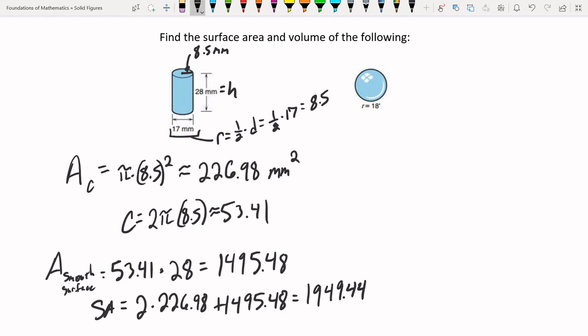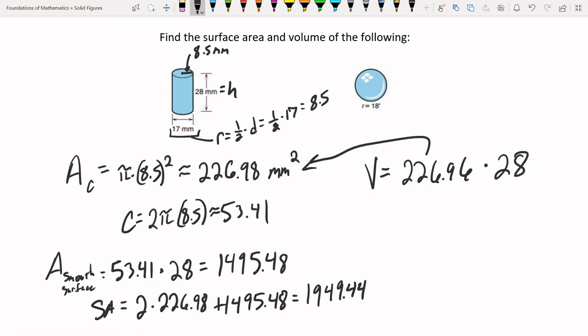Now we can look at the volume of the cylinder. This one I told you was the area of the circle, which was 226.98. That we already found. And we're going to multiply it by the height of the cylinder, which is 28. Gives us 6,354.88, and this is going to be in millimeters cubed. The surface area was millimeters squared. Area, so it's a square unit. Volume is a cubed unit.